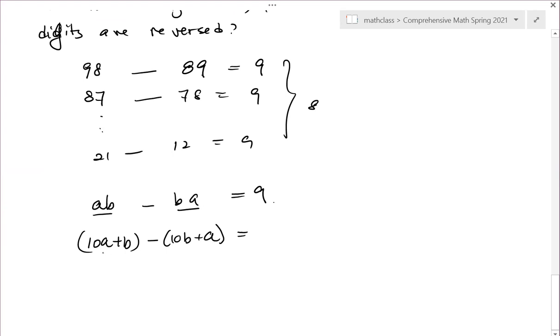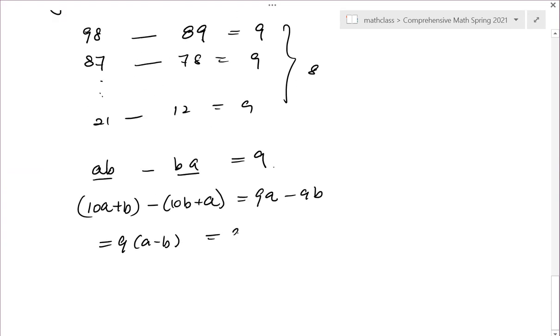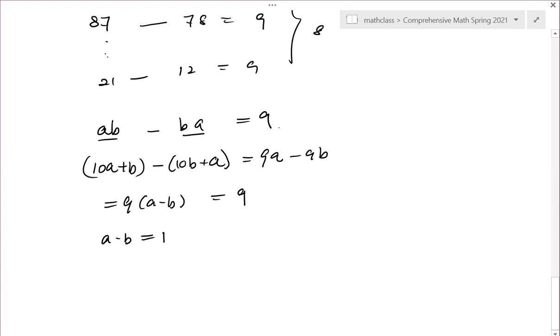So after simplifying, 10A minus A is 9A, and B minus 10B is minus 9B. So it's 9A minus 9B, okay? And this is to be 9, so A minus B must be equal to 1. You just need to find how many solutions there are. Then it's easy to count, right? Because once A is determined, B must be determined. A equals 1 plus B.